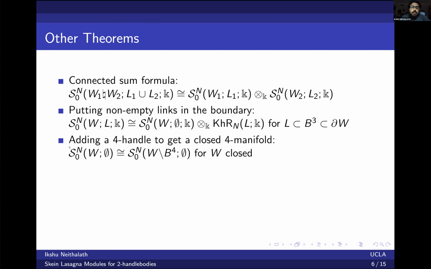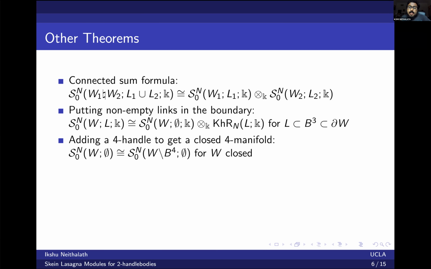If you think of this group as something generated by embedded surfaces, well, embedded surfaces can always be pushed off of a four-handle, and furthermore, families of embedded surfaces can be pushed off of the four-handle. And that fact is enough to conclude that the addition of a four-handle, or if you think of it as removing a four-ball from this closed four-manifold, doesn't affect the invariant at all.